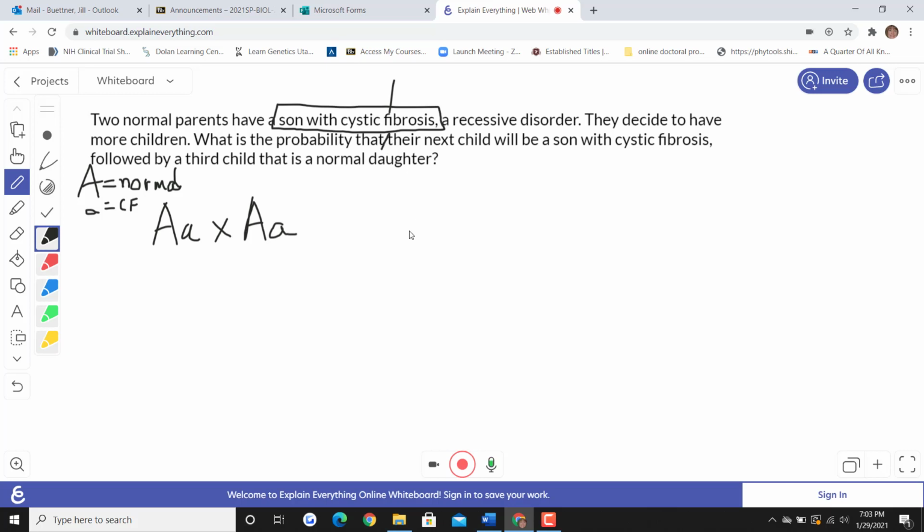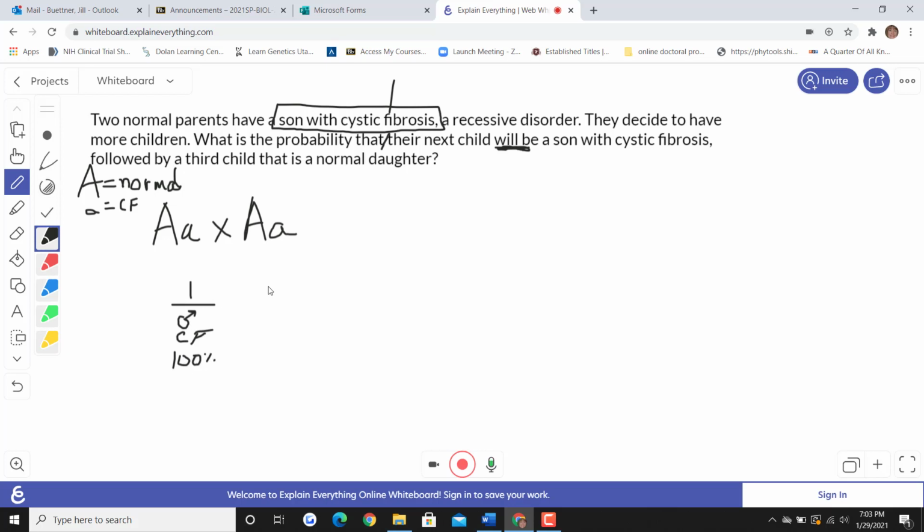Actually, I would say the "will be" is kind of a key. What's the probability that their next child will be a son with cystic fibrosis, followed by a third child that is a normal daughter? All right, so child 1 is a son, I'm going to use the gender symbol, with cystic fibrosis. That's 100% certain.